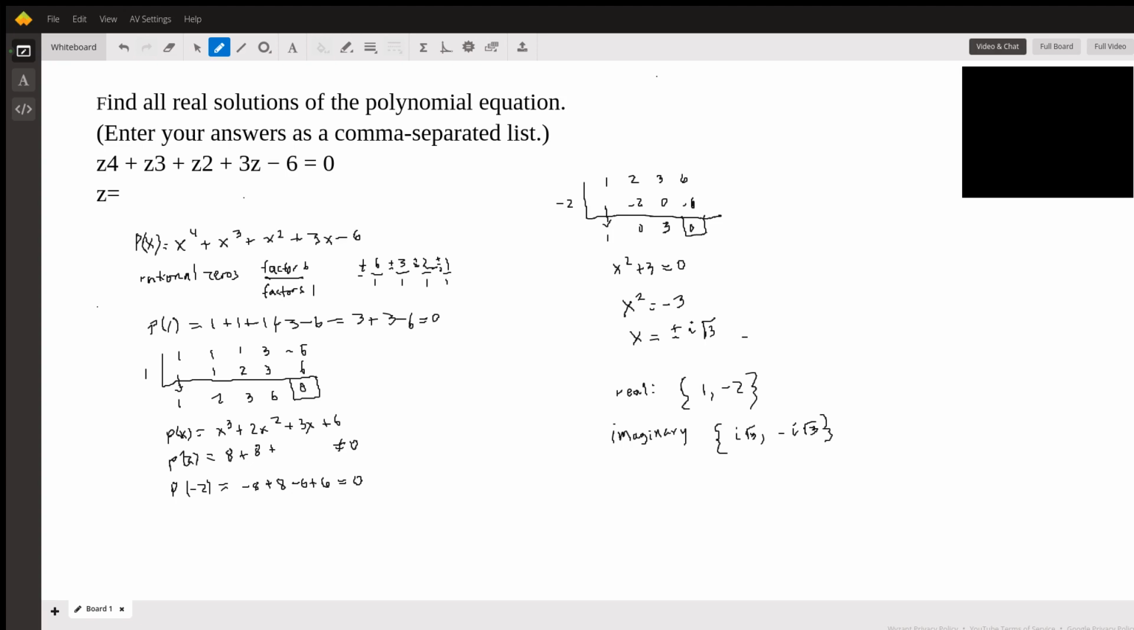So it's a little hard to do without a calculator, but it can be done. It can be time consuming, but it can be done.